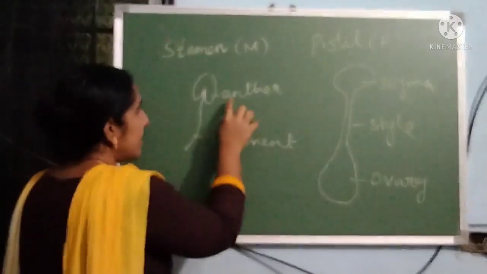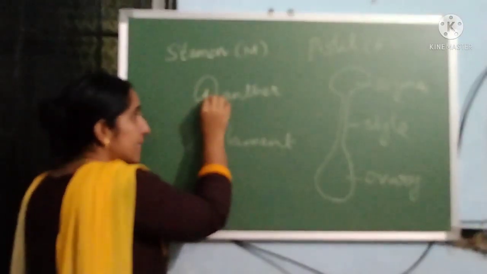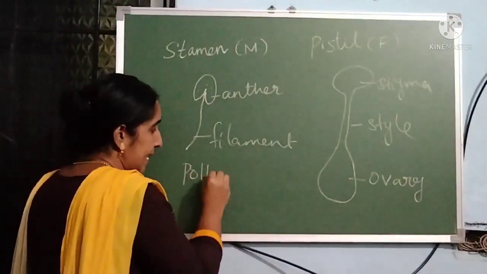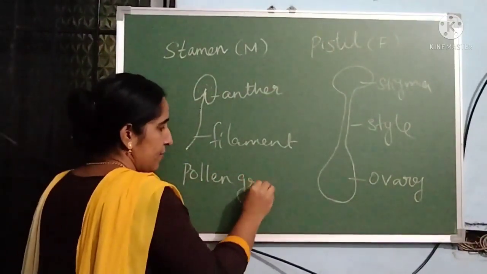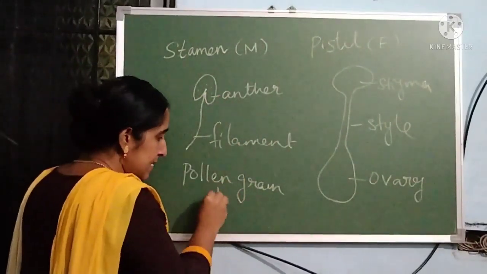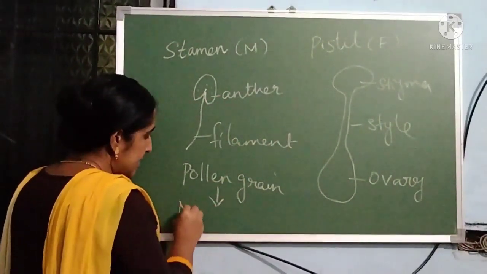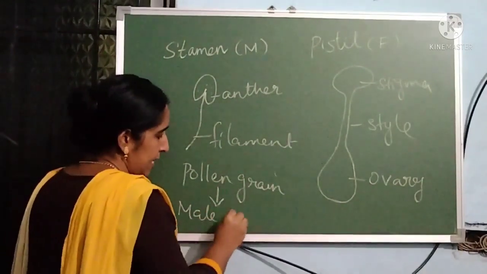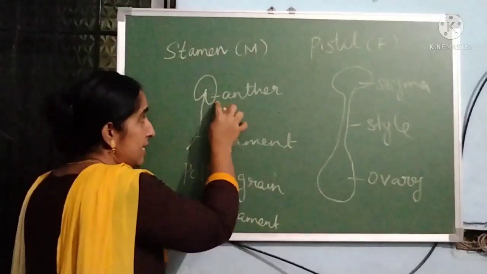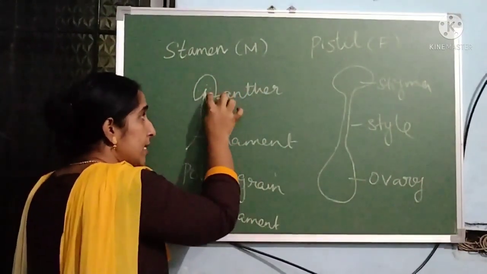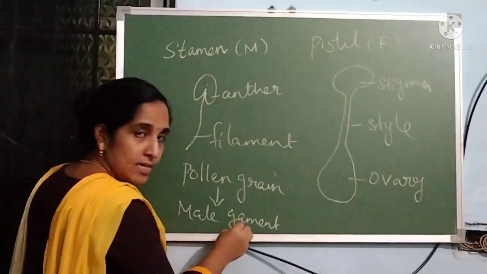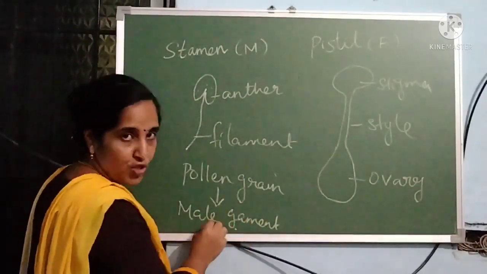Okay. So inside anther, they are consisting of pollen grains. So inside anther there is pollen grains. Inside the pollen grains, they are consisting of male gametes. So anther is not a male gamete. Inside anther there is pollen grains. Inside the pollen grains there is male gametes. These male gametes are responsible for reproduction.